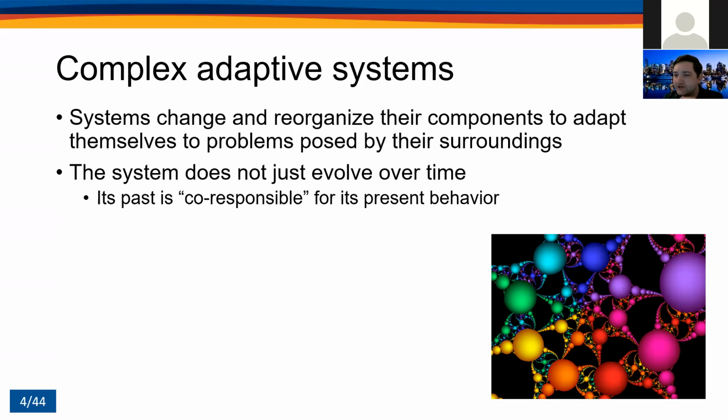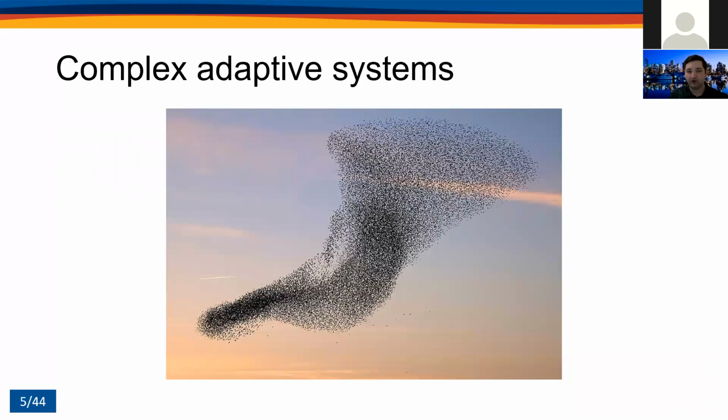adapt themselves to problems posed by their surroundings. The system does not just evolve over time, its past is co-responsible for its present behavior. And what does that look like? Let me show you an example here where we have a group of birds, which together can create patterns through their aggregate flight path. Right? They have simple rules how each one of them flies, but then looking at it as a system whole, we see the emergence of these beautiful patterns.